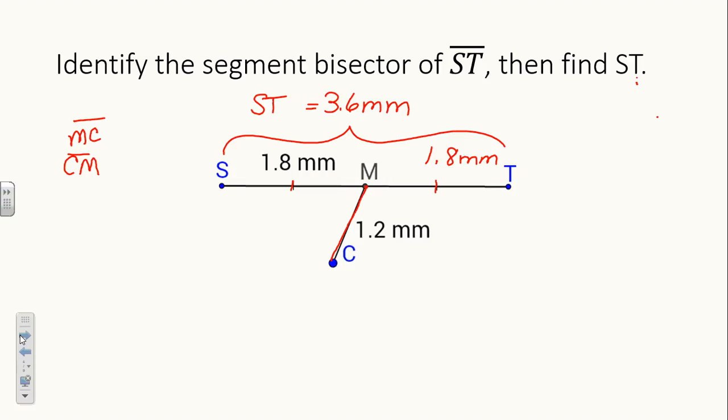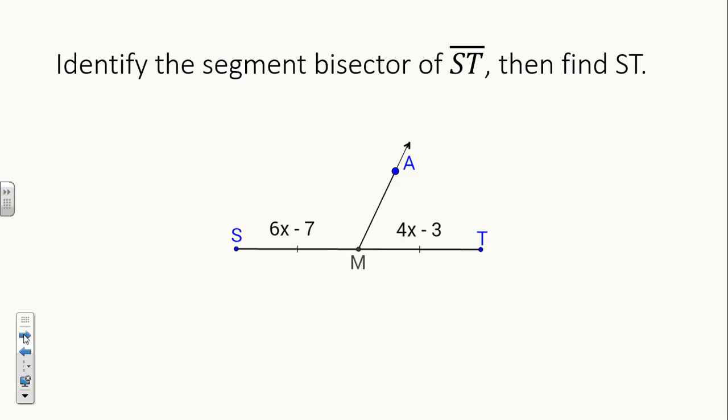Okay? This was a distractor, wasn't it? Did it matter that the distance between M and C is 1.2 millimeters? No. They just put it there to be a distraction. Okay? All right, next slide.